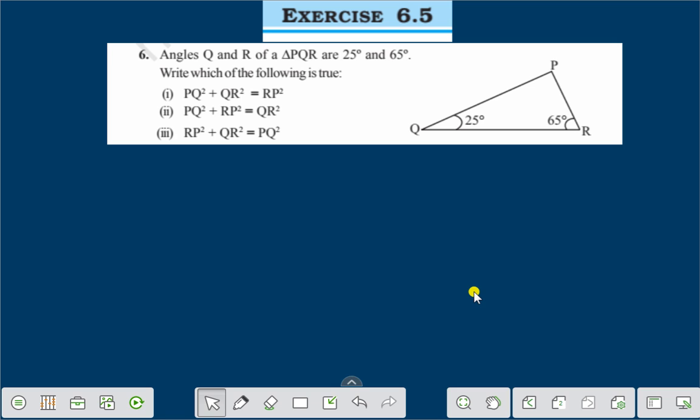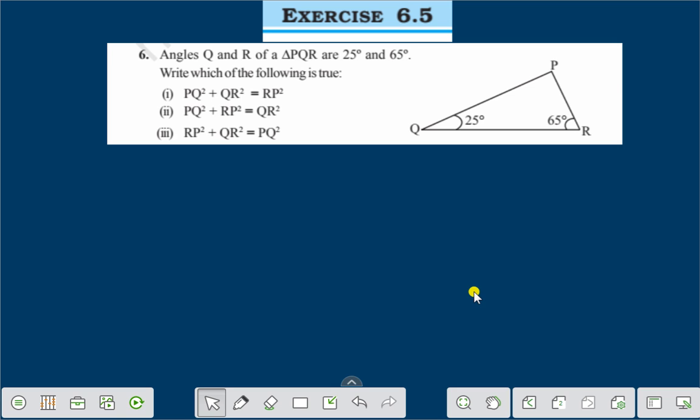Hello everyone. Today I shall discuss exercise 6.5 question number 6. Angles Q and R of a triangle PQR are 25 degree and 65 degree. Write which of the following is true.